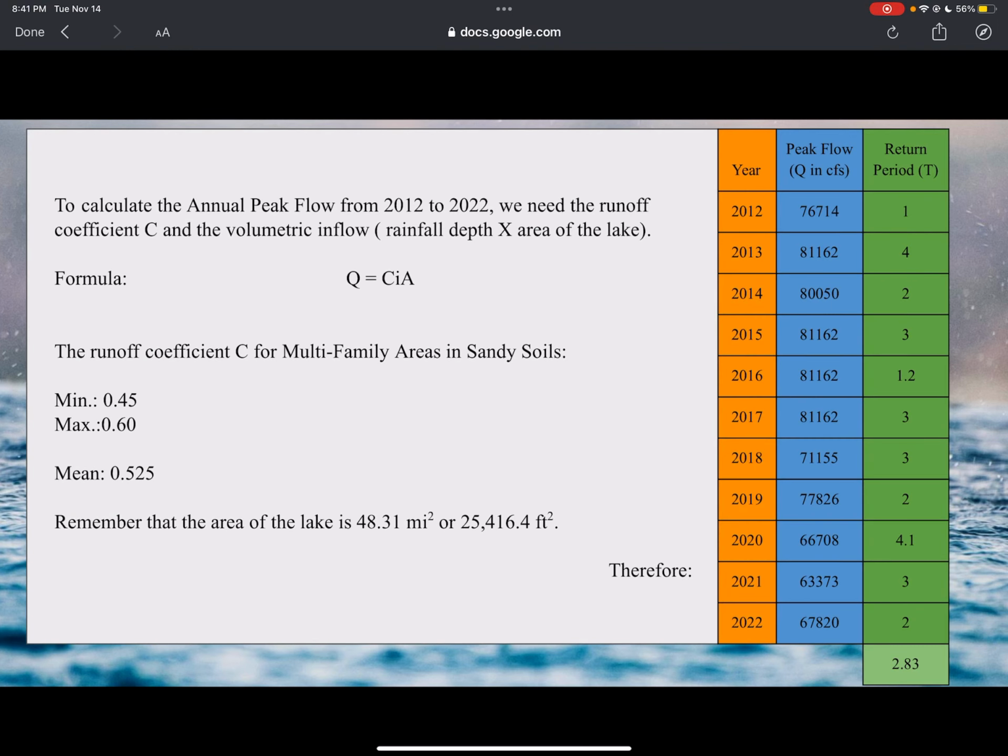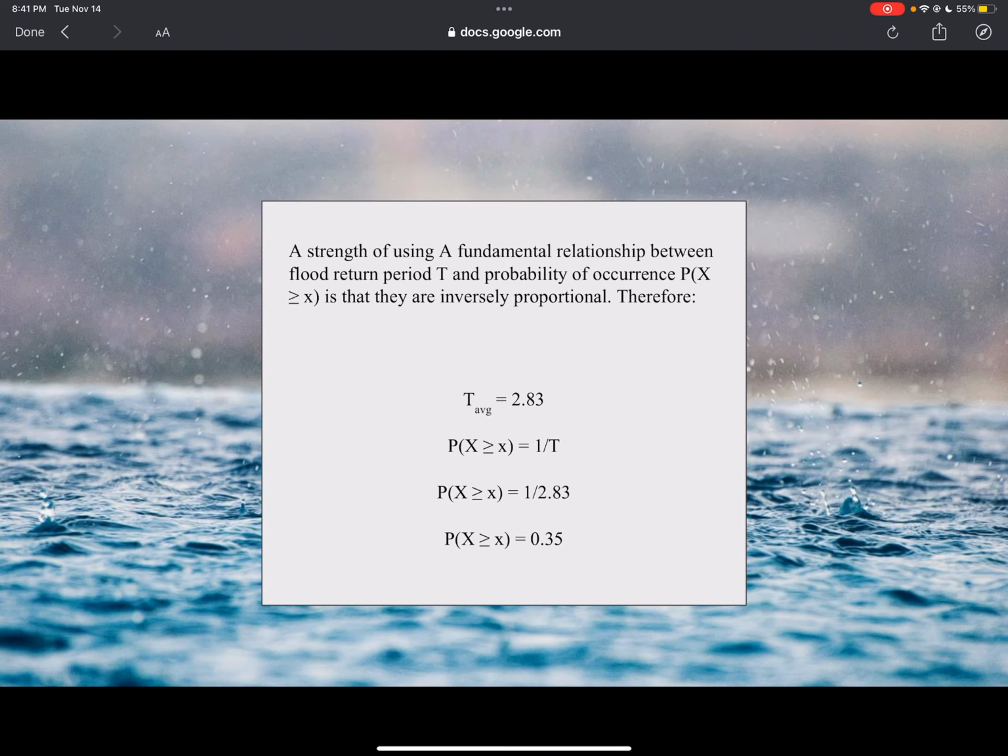So in order to calculate our peak flow of water into the lake, we need to define our runoff coefficient for the area around the lake, as well as take the amount of rain that falls on the area of the lake. This calculation allows us to compare the volume of water entering the lake per year. The period of time in years that it will be before a similar level of water will happen again is given as the return period. Using the relationship between the probability of a flood and when it will return, we can take the average of period we found and estimate the probability of the next occurrence.